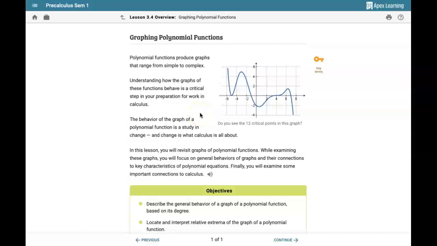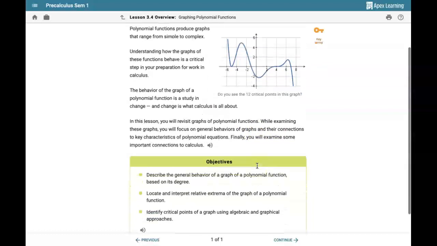So again, graphing polynomial functions, this is truly what calculus is all about, and understanding how those change. We have to build a really good foundation of understanding what the basics look like before we try to change them, and how we calculate those changes, and how we really look at graphs here.